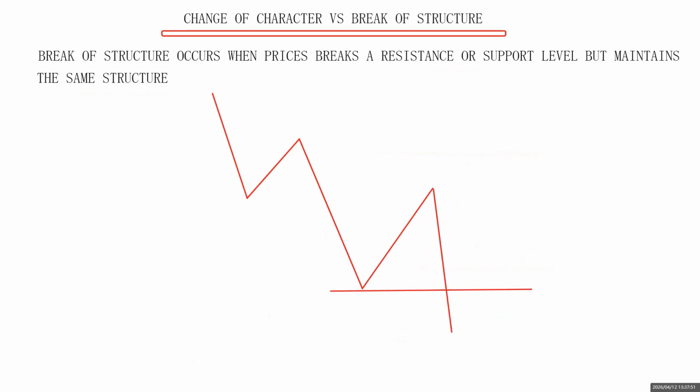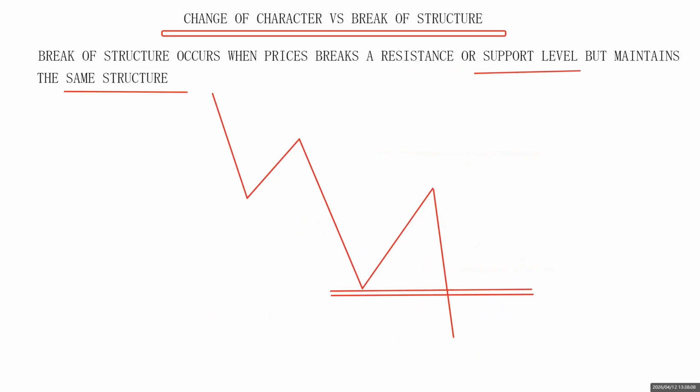So now, on the other hand, how do prices break structure within a bearish structure? We see price make bearish coordinations like this. Remember, this level is now a support level. If we see prices close below it, we'll now say, oh, a break of structure has happened. That is, price has broken a support level but maintains the same structure. It has broken this support level but maintains the same structure. We'll now say, oh, a break of structure has happened.